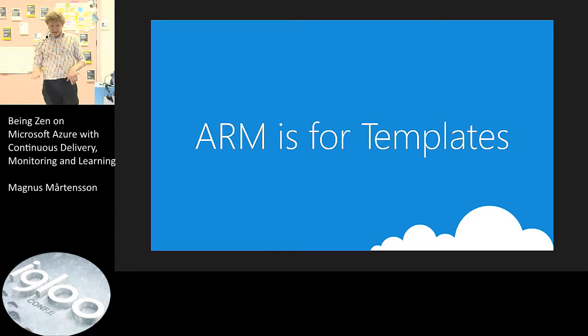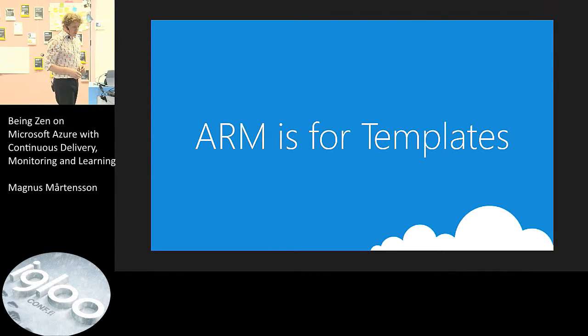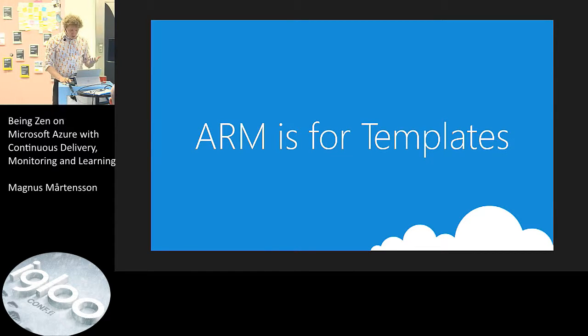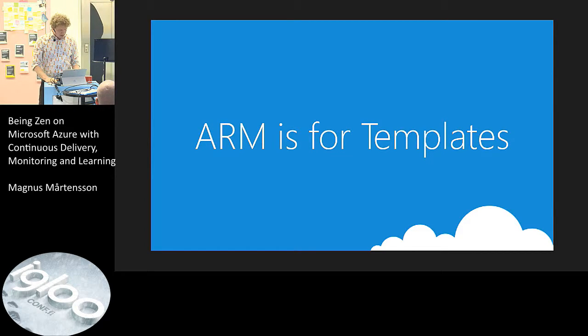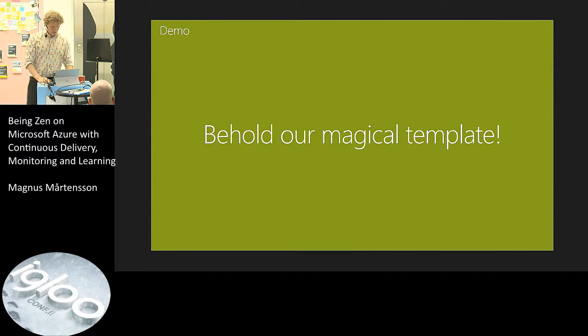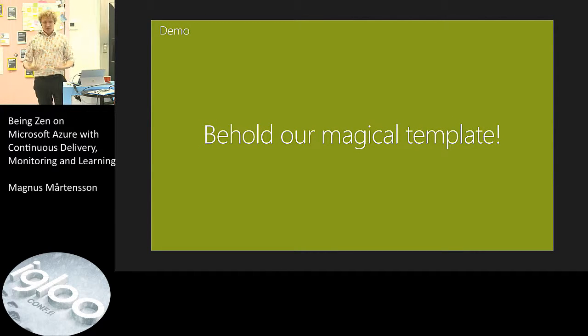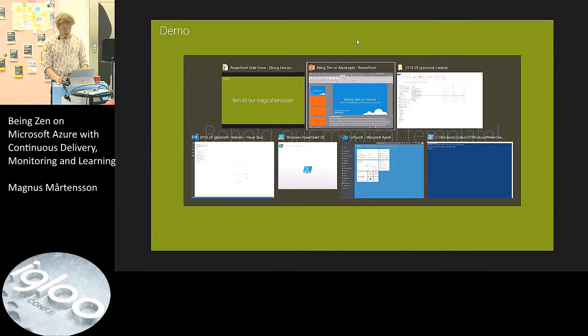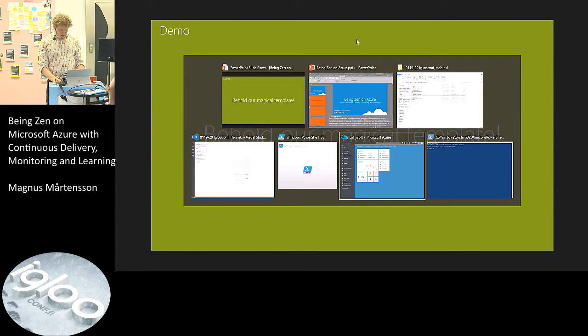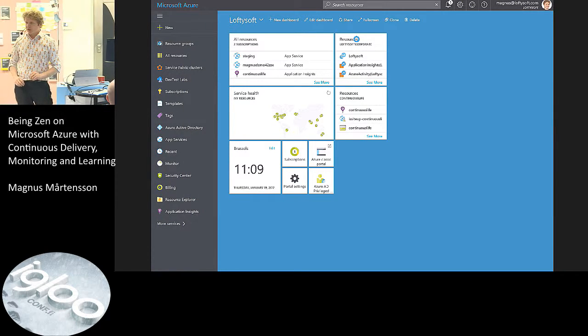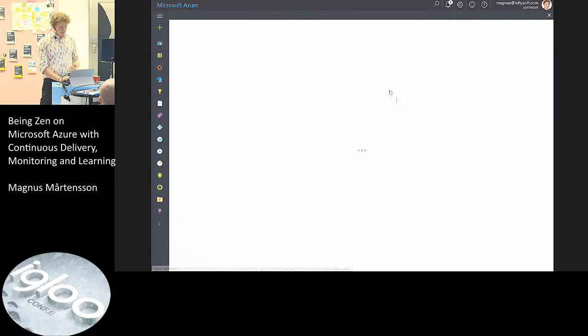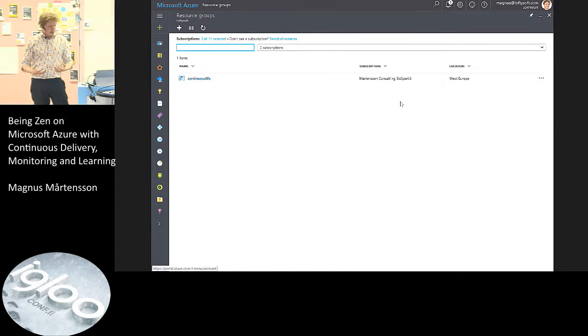So ARM is for templates, and Alexander will show you a lot more about templates. I do also have a template because, you know, you're supposed to be doing template deployments. It's really cool. So here is our magical template. Behold. First we go to Azure. I love full screen mode. I mean, full screen mode rocks, especially when you're doing presentations. So here's full screen mode, my resource groups.